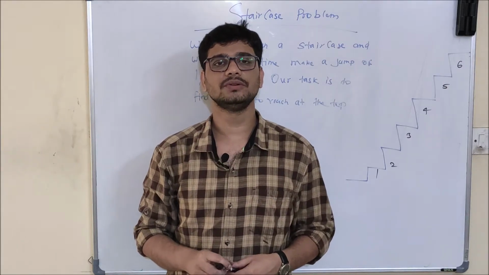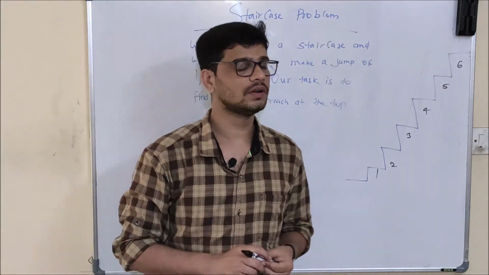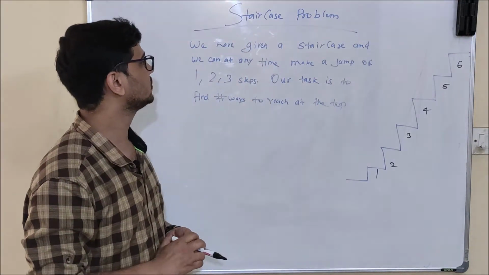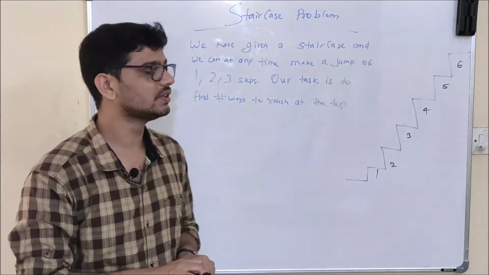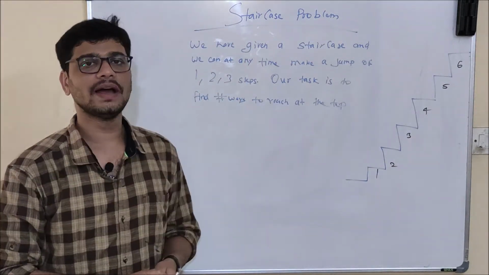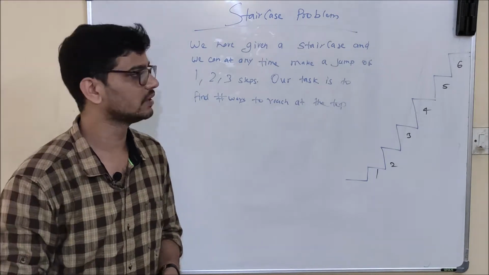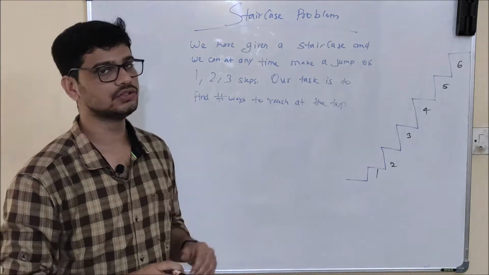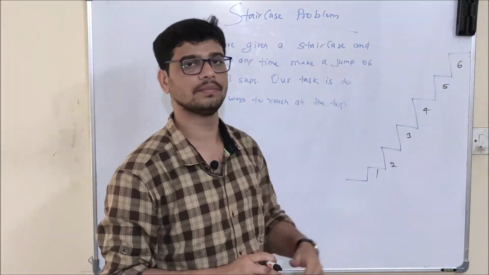Hello friends, so in today's video we are going to see this staircase problem. So first of all, what is this problem? In this problem we are given a staircase to climb, and in this staircase we are allowed to take either a one step jump, two step jump, or at max three step jump. And our task is to find out the number of ways in which we can reach the top.